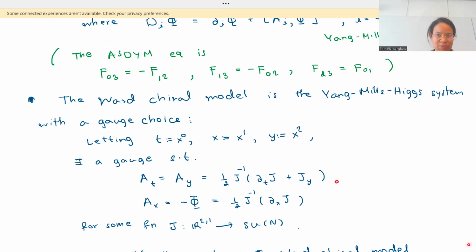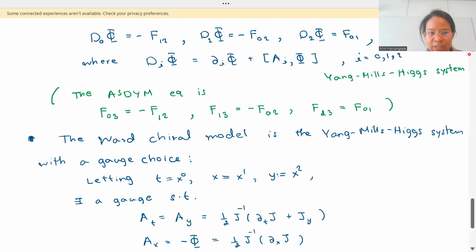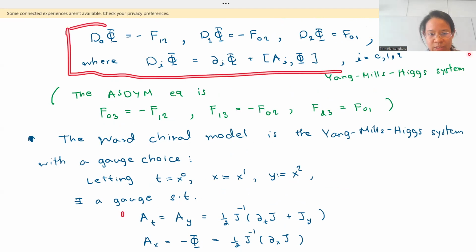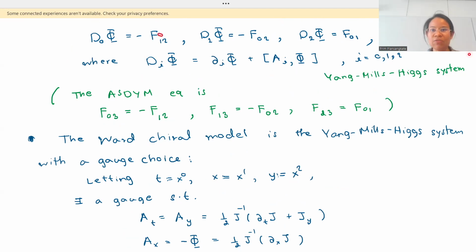Okay, so suppose we believe that there exists such a gauge, then we just put this in here. The three equations will come down to just one. So we have the integrable chiral model.